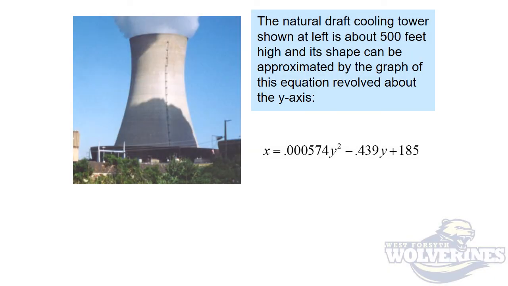Okay, so here's another example. This is a super definitely calculator problem. The natural draft cooling tower, shown at left, is about 500 feet high, and its shape can be approximated by the graph of this equation revolved about the y-axis. We're using a vertical axis because obviously this is a vertical scenario, but what they're saying here is they've already done a quadratic regression to find this parabola. It's a parabola, just sideways. We've got y squared.